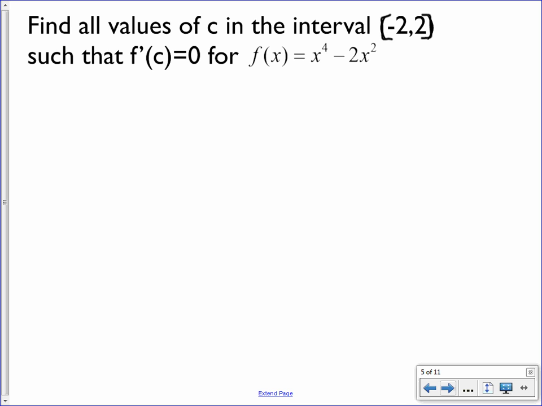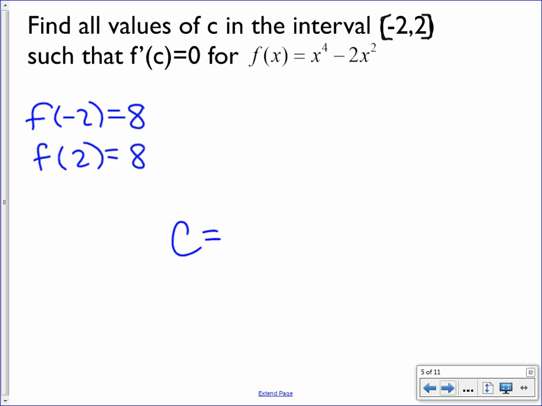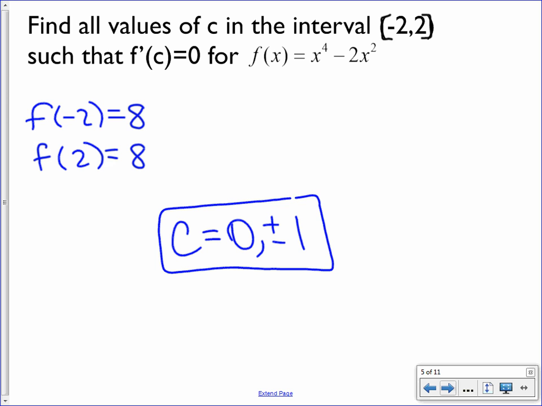Is this continuous and differentiable? Yes. What is f of -2? 0. Sorry, what's f of 2? 8. What are the x values where we have a derivative of 0? 0. Yeah? Okay. Any questions?